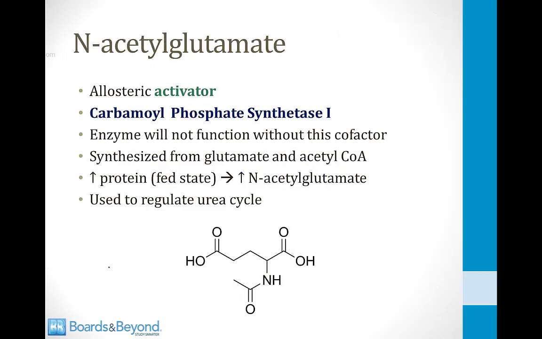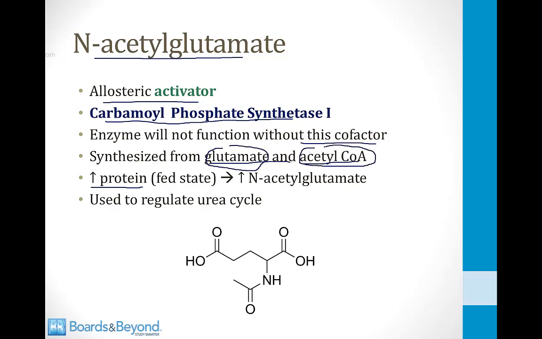This first step has a very important activator called N-acetylglutamate. N-acetylglutamate is an allosteric activator of the enzyme carbamoyl phosphate synthetase 1. The enzyme will not function without this cofactor present. N-acetylglutamate is synthesized from glutamate and acetyl-CoA, and when you ingest large quantities of protein in the fed state, you will have high levels of glutamate coming from the proteins. In addition, you will have high levels of acetyl-CoA coming from the metabolism of carbohydrates and fat, and thus you will have higher levels of N-acetylglutamate, and this will serve to activate the urea cycle.